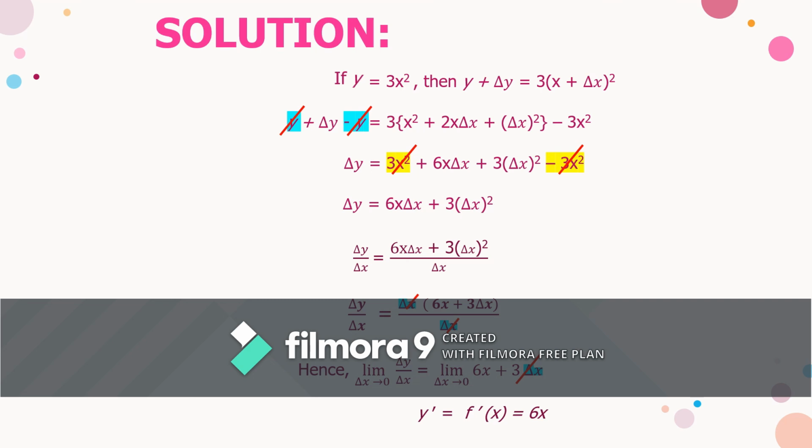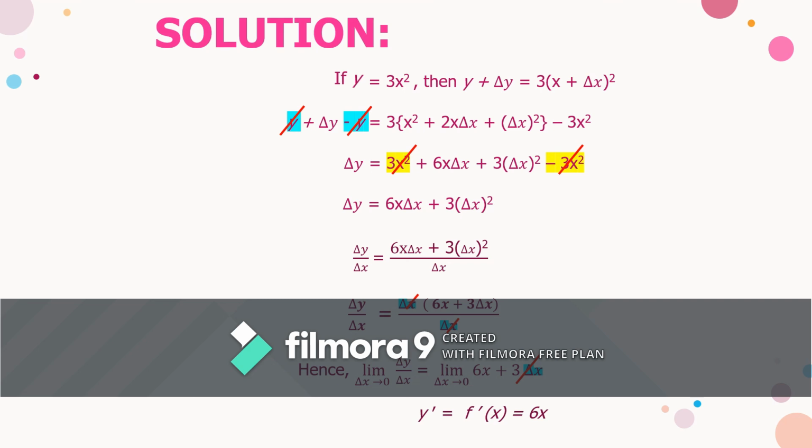Expanding the binomial on the right side of the equation, we just write 3 first outside the braces. The expanded form of the binomial is written inside the braces. So we have x squared plus 2x delta x plus delta x squared. And then we immediately subtract the value of the given, which is minus 3x squared.